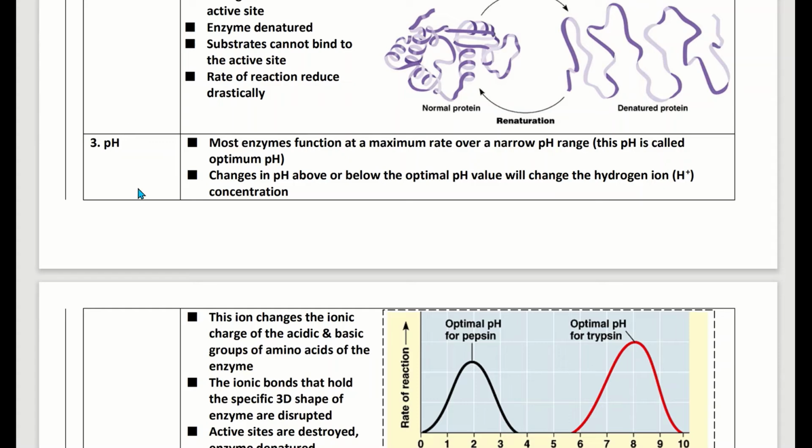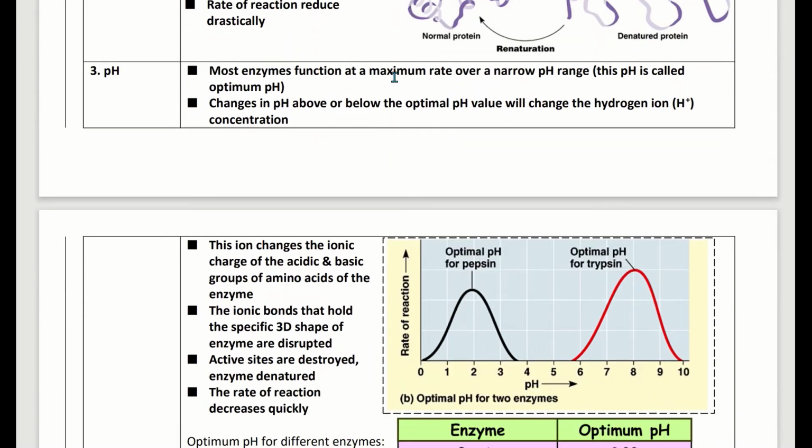Okay. So for pH pula, most enzyme function at a maximum rate over a narrow pH range. Okay, narrow pH range. So range tu daripada kalau you tengok dekat sini pepsin, optimal pH dia narrow lah, antara sini dengan sini. Itu yang paling maximum rate dia dekat sini lah, sikit je. Okay, around 1.9 pH sampai 2 pH. So inilah kita panggil optimal pH. So changes in pH above or below optimal pH value will change the hydrogen ion concentration.